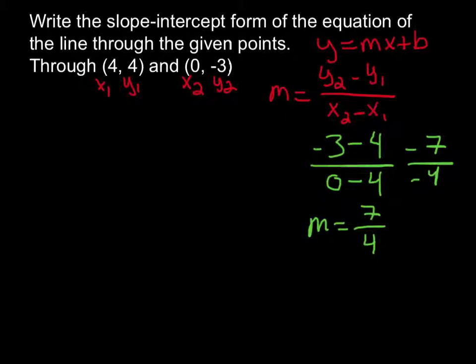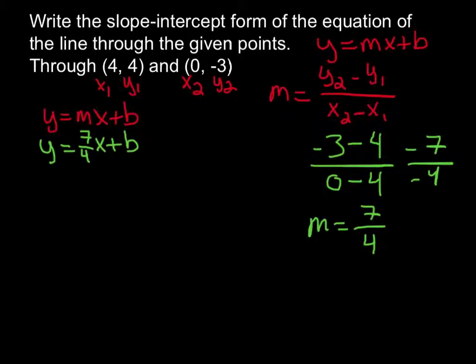Now that I know my slope, I'm going to go back essentially to this equation. I can plug that in for m. So here's my original equation that we were using: y equals mx plus b. Now that I know m, I just found that out, I'm going to plug that in for m right here. So we'll write that: y equals 7/4 x plus b.